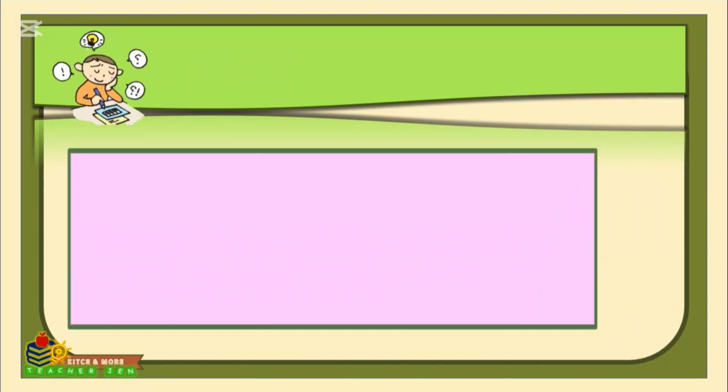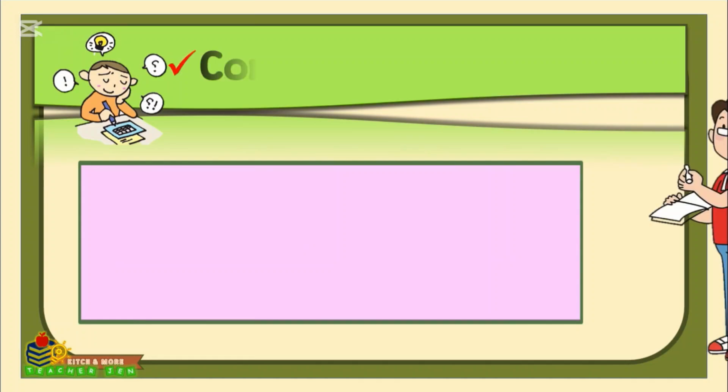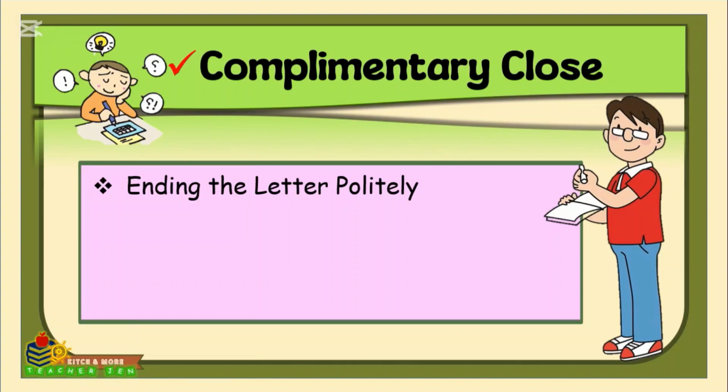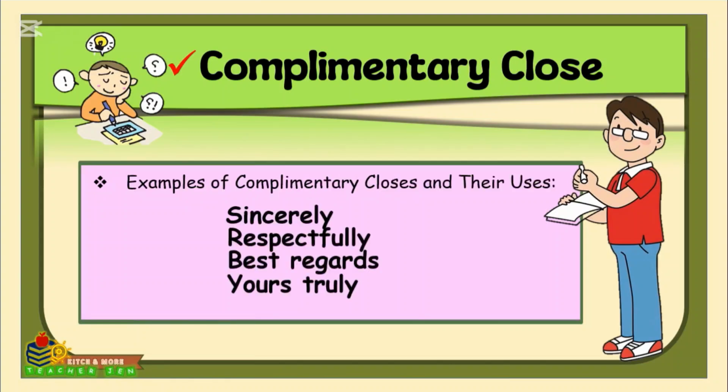The next part of the letter of request is the complimentary close. The complimentary close is a short phrase used to politely end a letter before the sender's name and signature. It shows respect, gratitude, and professionalism toward the recipient. For example, sincerely. It is common in formal closing that expresses genuine respect and professionalism.